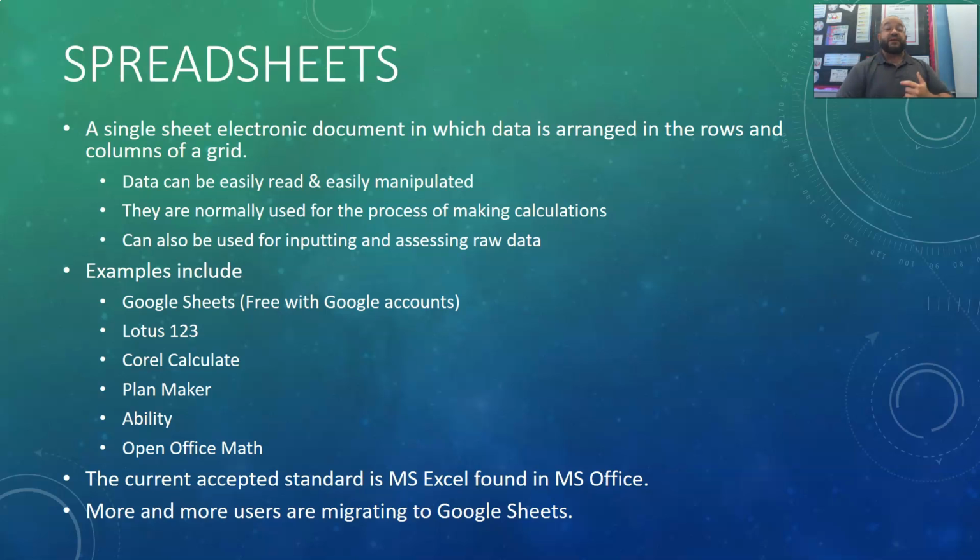So the cool thing about spreadsheets is they are a single sheet electronic document arranged with data in rows and columns, like a grid. We just talked about that. The data, once it's on there, can easily be seen, changed, manipulated, processed. They are usually used for making calculations, and they can also be used for inputting and assessing raw data. They can look at trends, statistics, and complex statistics too. I'm not talking about what are the chances of rolling a 1 on a pair of dice with 6 sides. That's not the kind of statistics I'm talking about. I'm talking like future forecasting and so on and so forth. A lot of good information on there.